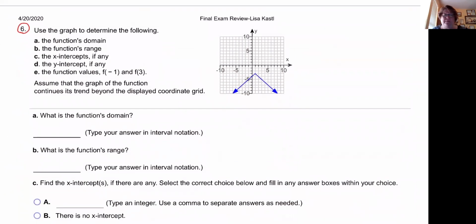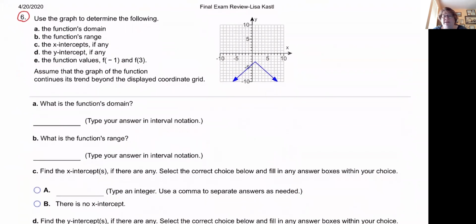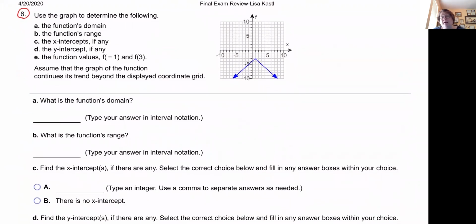Use the graph to determine the following: the function's domain, the function's range, the x-intercepts, if there are any, the y-intercepts, if any, and the function values at -1 and +3. First of all, what is this function's domain? Because the arrows are pointing both to the left and to the right, that means that this function continues horizontally to -infinity and to +infinity. So the domain of this function is the set of all real numbers, or from -infinity to +infinity.